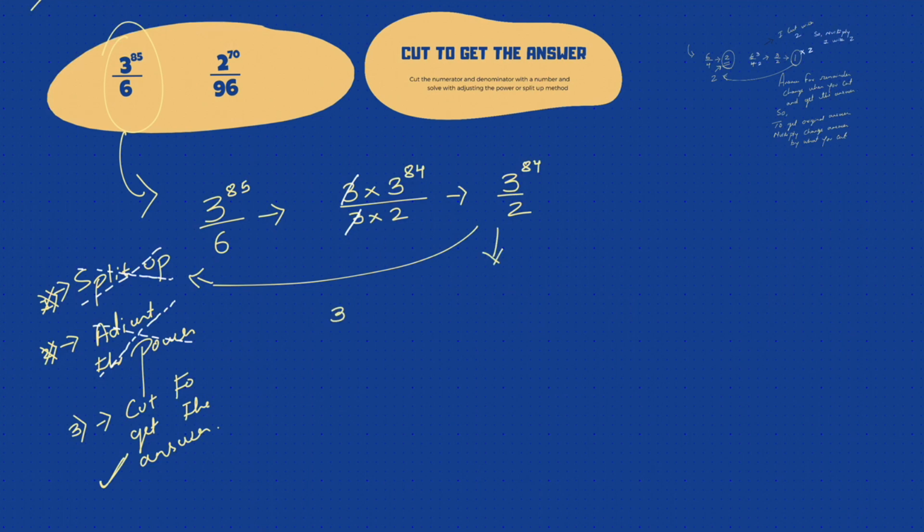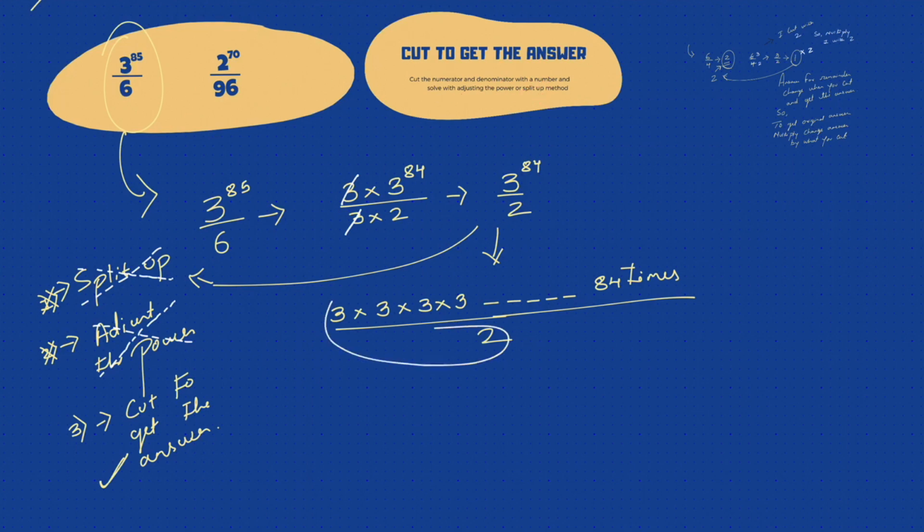Now I can solve this by split up, which is my earlier method. So 3 multiplied 84 times divided by 2. What will I do now? 3 divided by 2. What is the remainder for this? 3 divided by 2, the remainder is 1. The 1 will come how many times? 84 times. So 1 multiplied 84 times is nothing but 1. 1 divided by 2, the answer for this is 1.